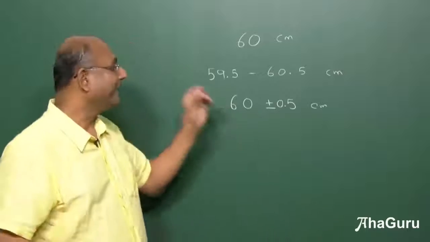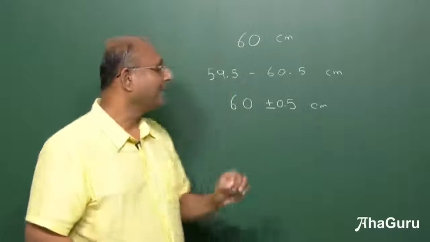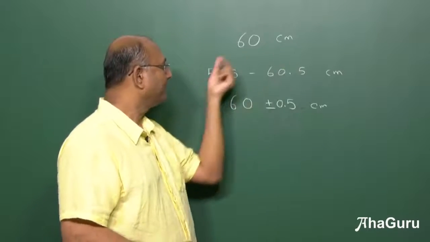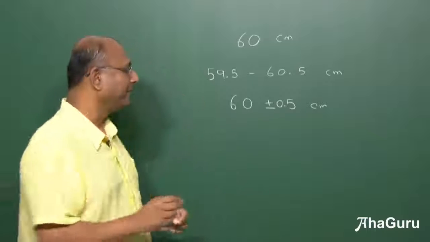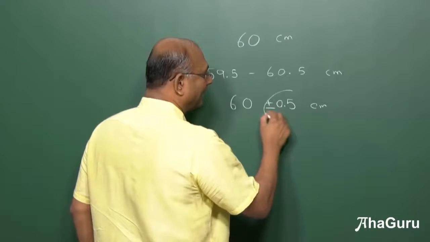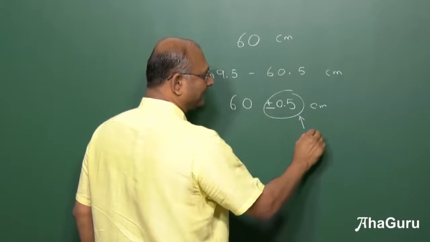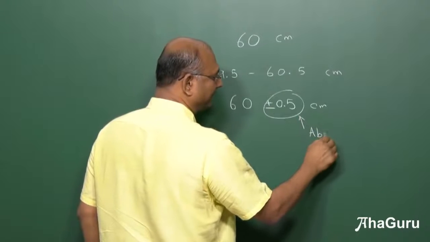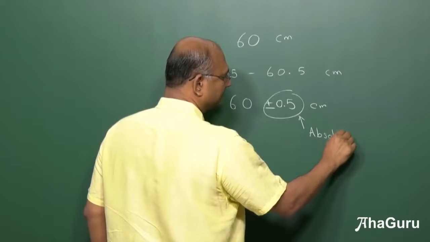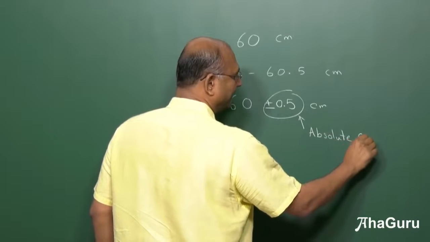I don't know exactly that this is 60 centimeters. I know that it is between 59.5 and 60.5. We say that this is the absolute error. We call this the error or just simply absolute error in the measurement.